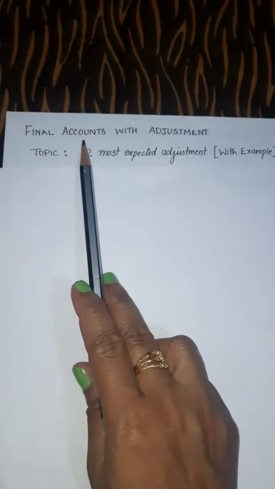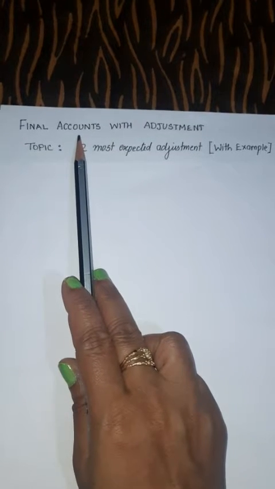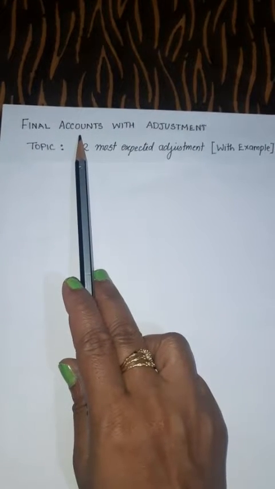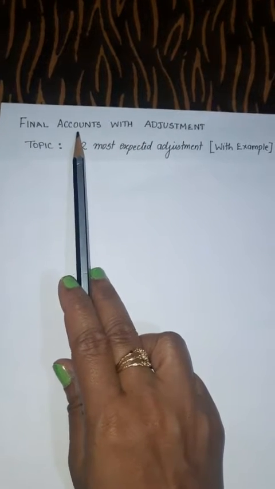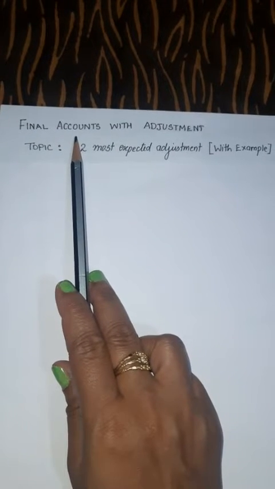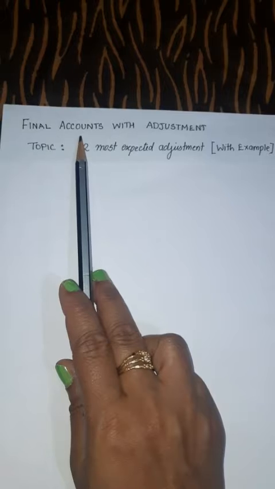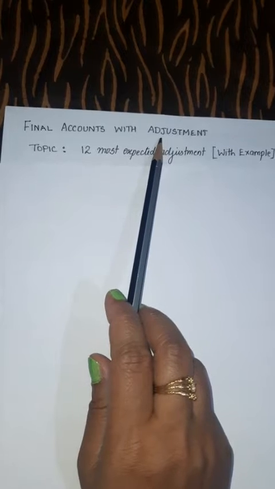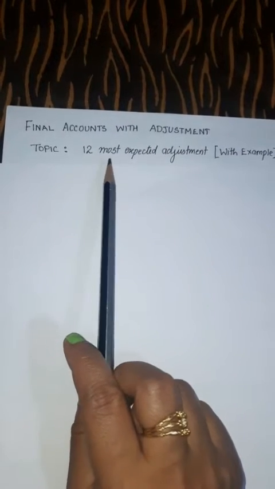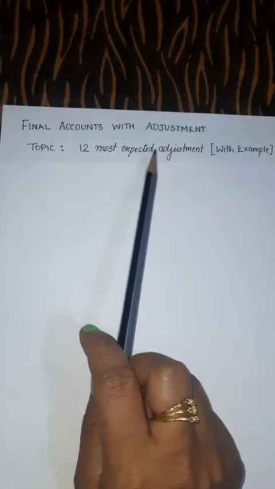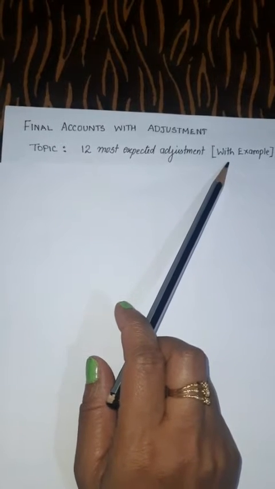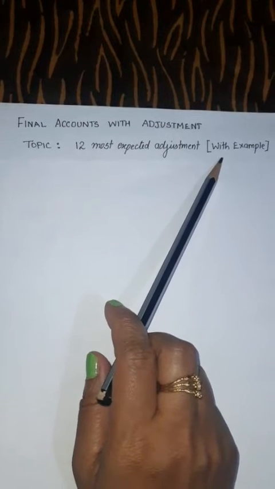Students, in our last class, we discussed final account. We know that in final account, we usually prepare two accounts, that is trading account and profit and loss account, plus a balance sheet. So these three items together are known as final account. In our last class, we did a problem of a final account. Today, we will discuss final account with adjustment. So, 12 most expected adjustments which are normally asked in the exams will be discussed today, with examples. So, let us proceed with our class.